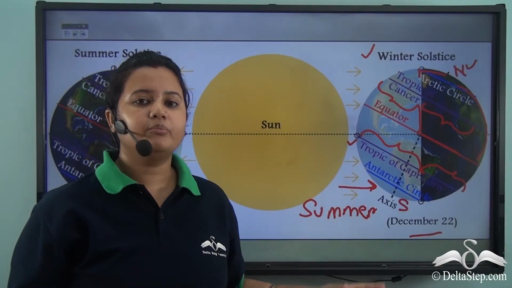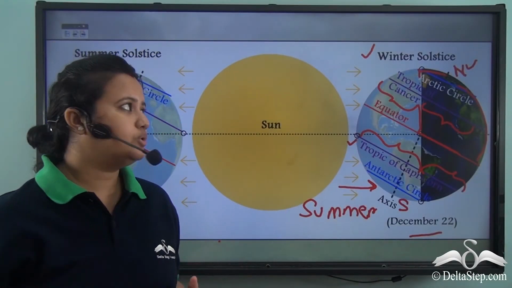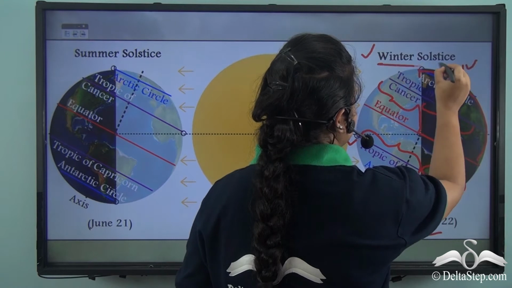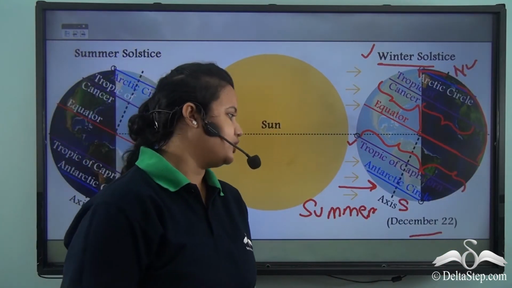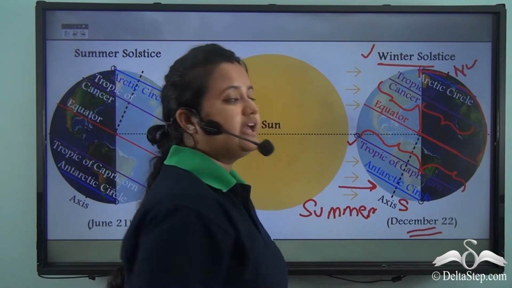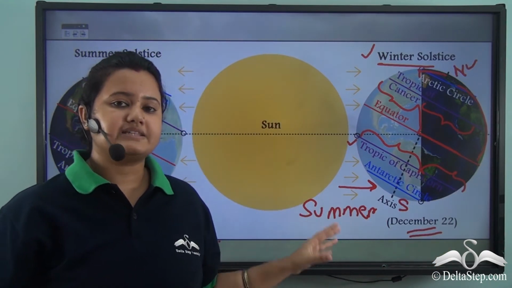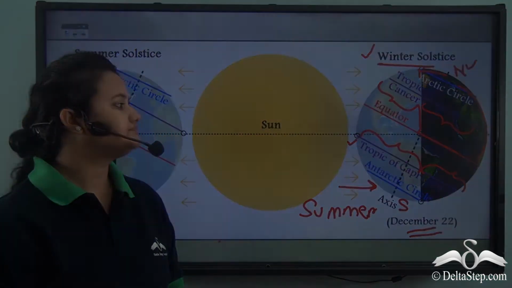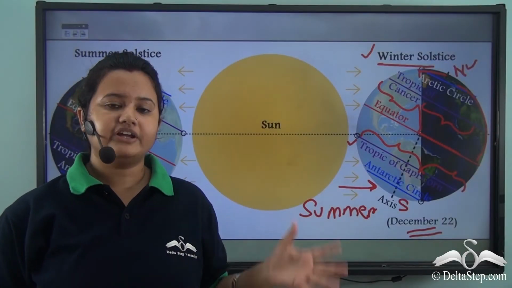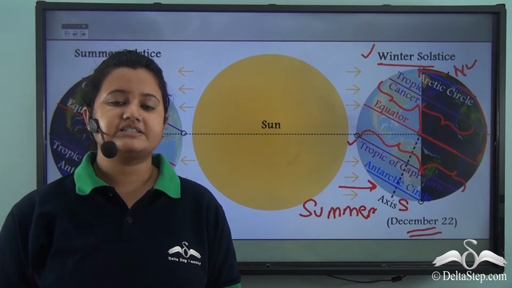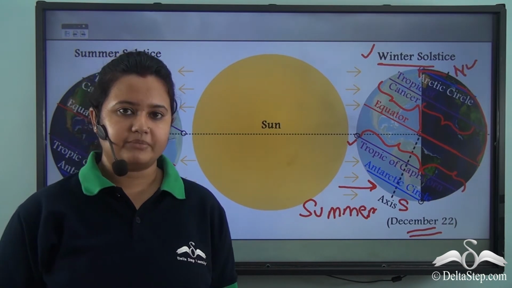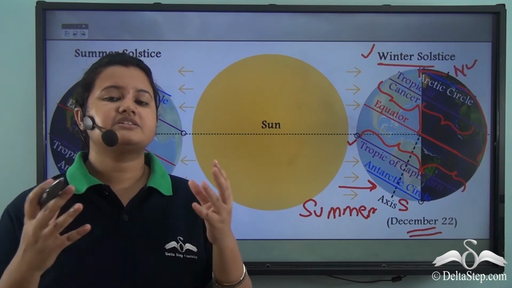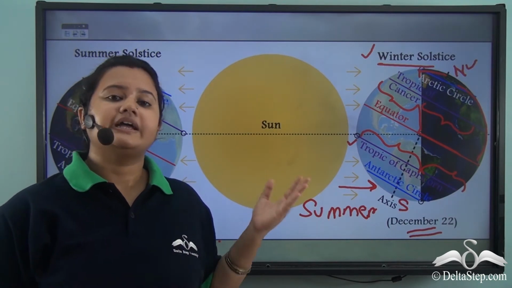Now this moment of the year is known as winter solstice, and since this particular event takes place on 22nd December, it is also known as December solstice. And here also winter or December solstice is named taking into consideration the northern hemisphere, which experiences winter in the month of December.